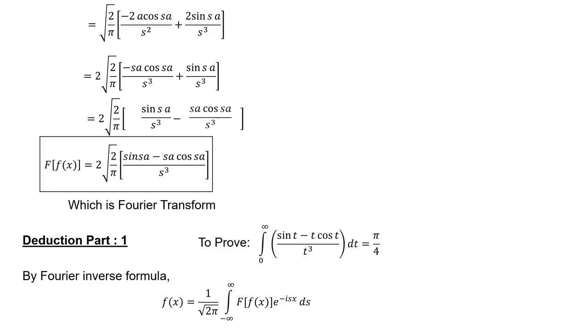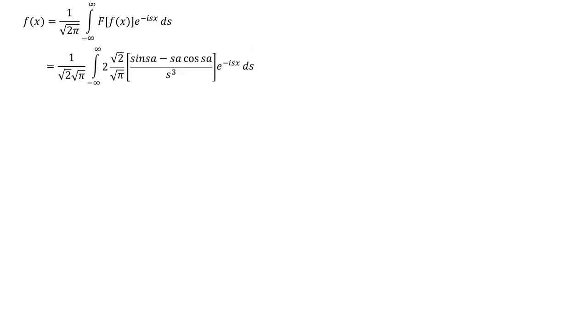So now we are going to substitute our Fourier transform function in this expression. We get 2 into square root of 2 divided by square root of pi into (sin sa minus sa cos sa) by s³ into e power minus isx ds. So here root 2 and root 2 get cancelled, and in the denominator root pi and root pi become pi. So 2 divided by pi, integral over minus infinity to plus infinity.